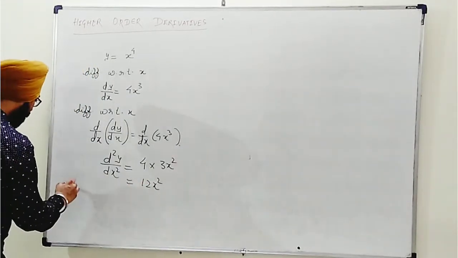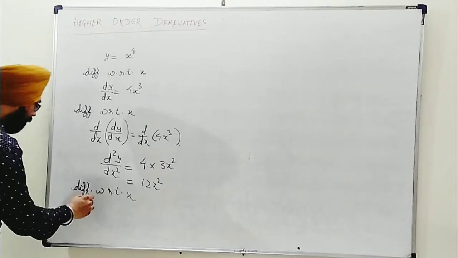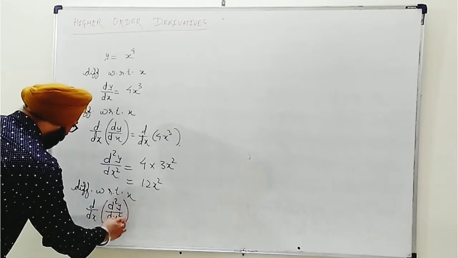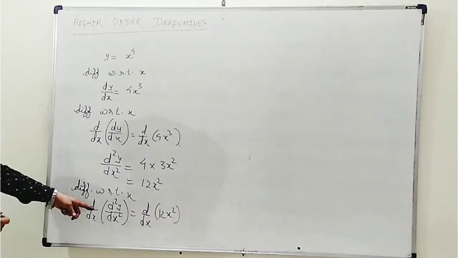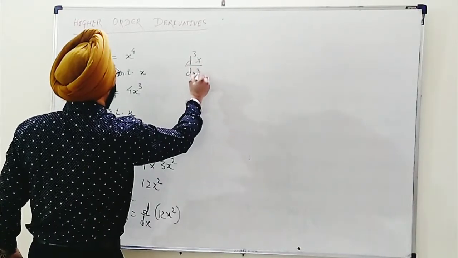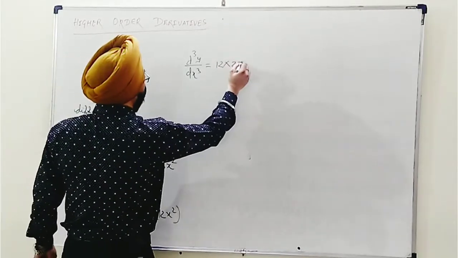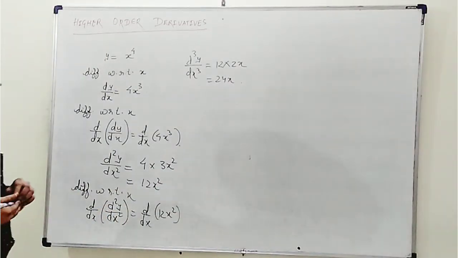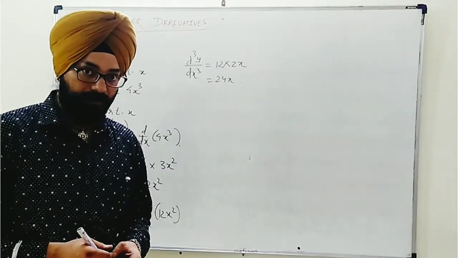We can do one more time. If I differentiate again with respect to x, this again will be d by dx of d square y by dx square and d by dx of 12x square. Now this is the third time, so we write d cube y by dx cube, and the function on the right hand side, 12x square, is differentiated as 24x. So finally we get 24x and so on. Now this is the repeated differentiation. Whatever is mentioned in the question, we have to do accordingly.